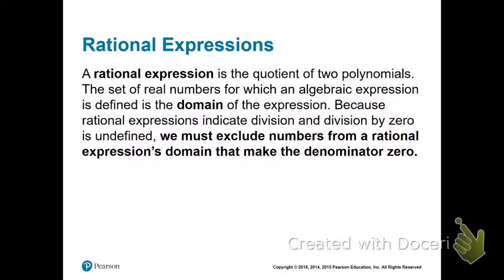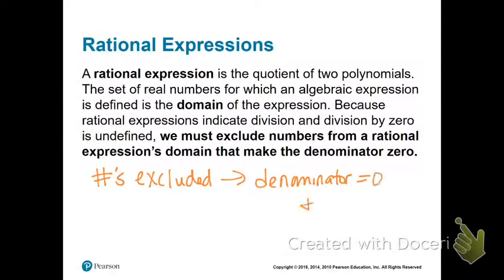So what that means is, if it tells us to exclude the numbers that are excluded, then what we're going to do is set our denominator equal to 0 and solve for x. All right, so if we're looking for the numbers that we must exclude from the domain, then we're going to set our denominator, which is the bottom of the fraction, equal to 0 and solve for x. It does not include anything of the numerator. So when we're looking for the excluded values, we do not use the numerator.